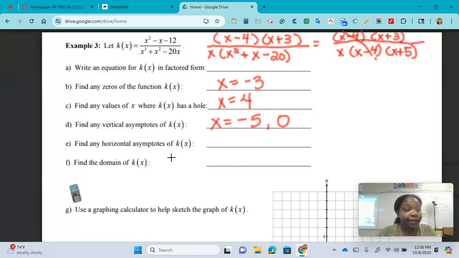All right, horizontal asymptote. That's based off of the degree. So the degree of the numerator is 2. The degree of the denominator is 3. Since the degree of the denominator is greater than the numerator, we have a horizontal asymptote at y equals 0.